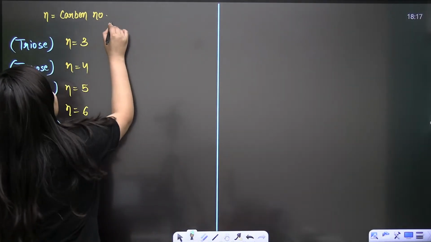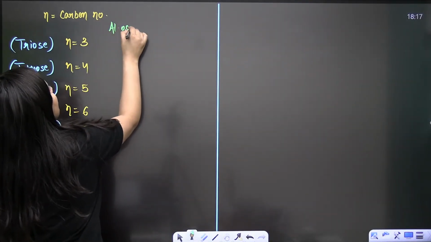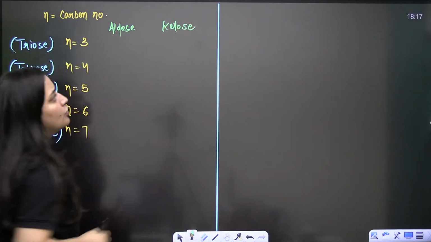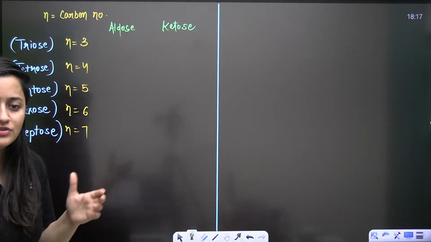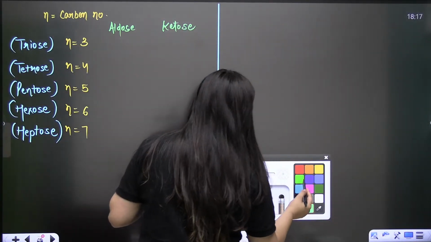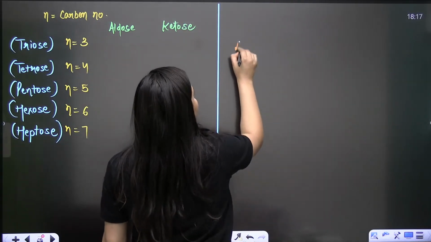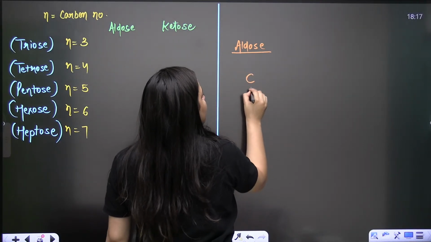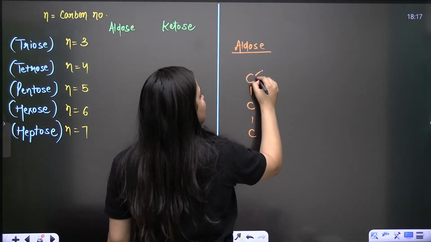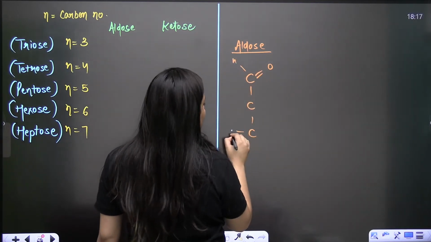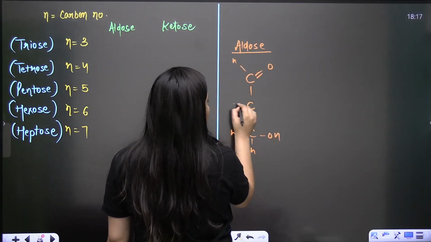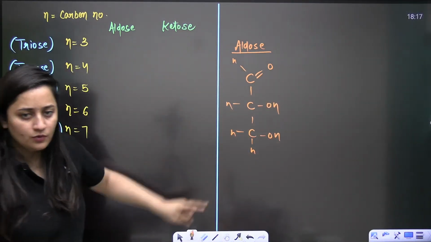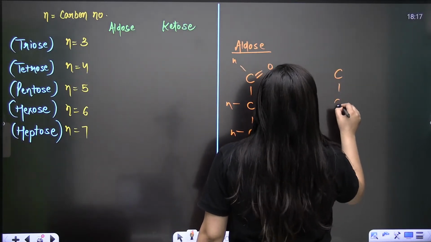Now, let's say if the functional group is aldose or ketose, obviously even that is also going to change something. Aldose and ketose. When it is aldose, the functional group is aldehyde. So 1, 2, 3. It's very easy. C double bond O, H. Here it will be CH2, OH. And here, triose. Triose. 1, 2, 3.